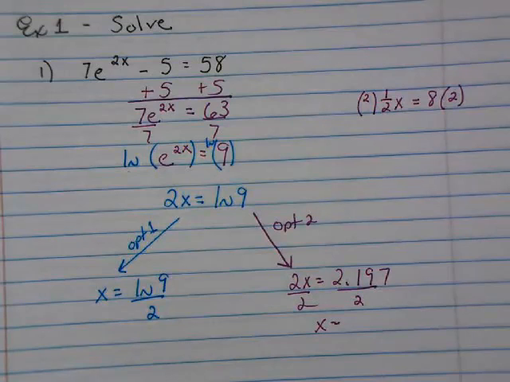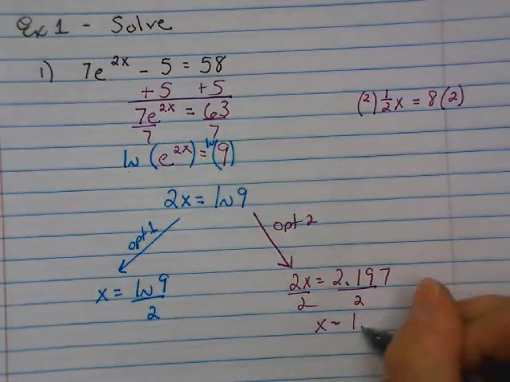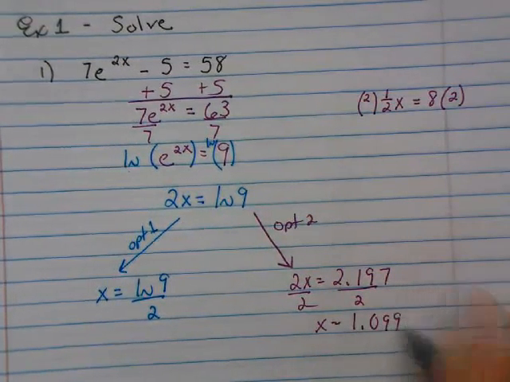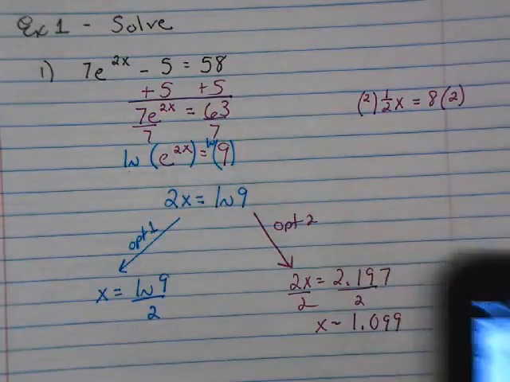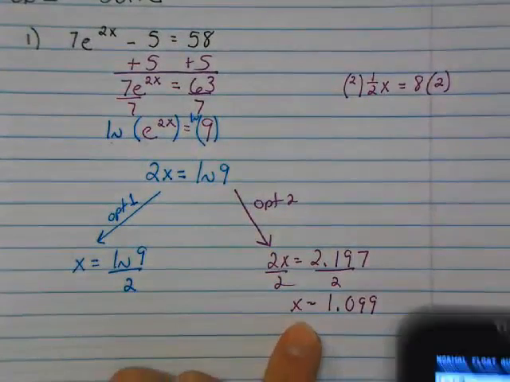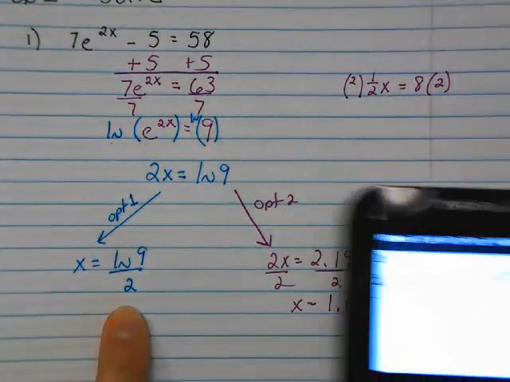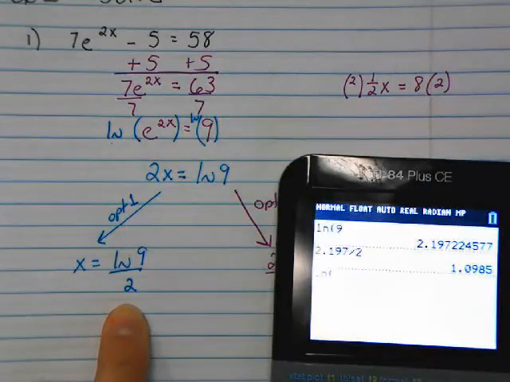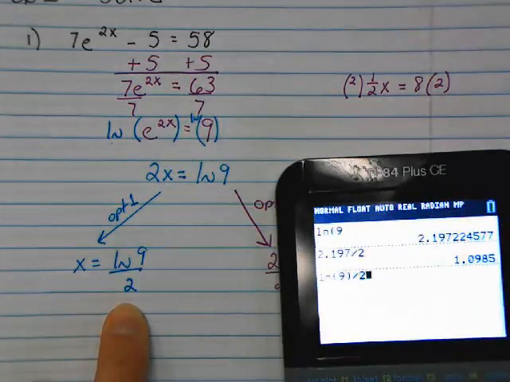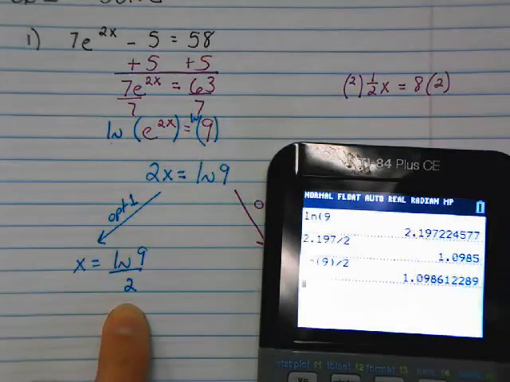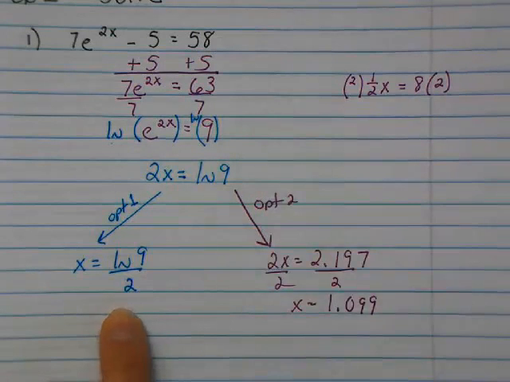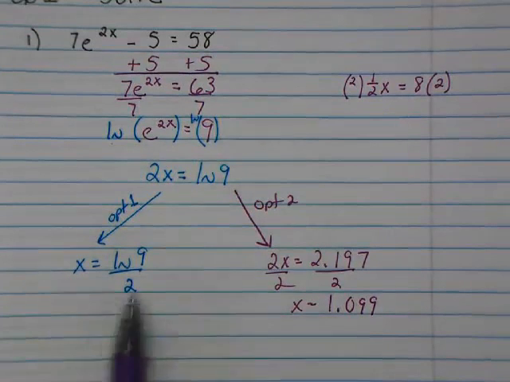and you get 1.099. Again, understand this has a bit of a rounding error. If you were to go over here and type it in, natural log 9, remember to close your parentheses, divided by 2, I get 1.09861. So I have a teeny bit of a rounding error, but for me, that might be okay. I'm going to accept either answer, just so you know, on the test.